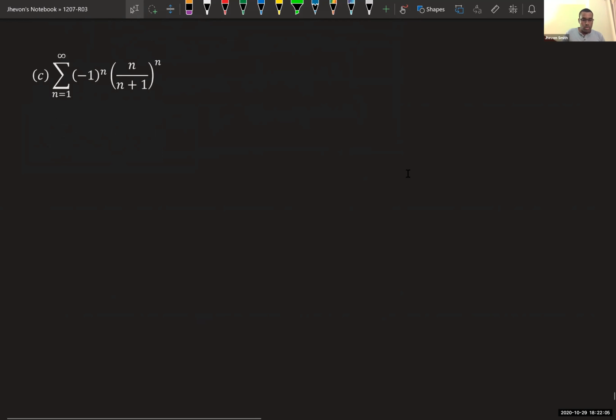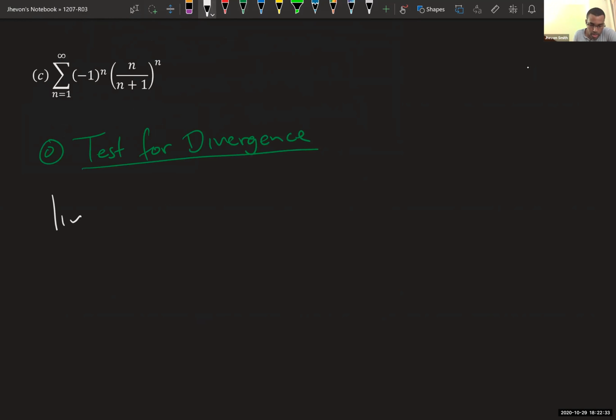Same question. Converges absolutely, converges conditionally, or diverges. So we know the strategy. Step 0, try the test for divergence. So we find the limit of a_n. That's going to look like the limit of (n over n plus 1) to the n.